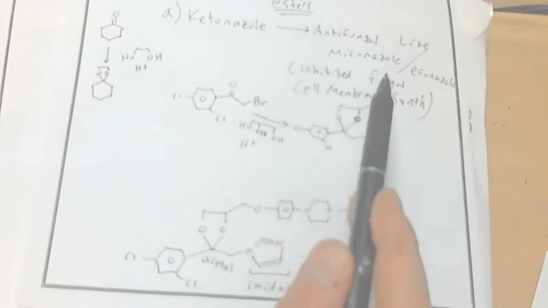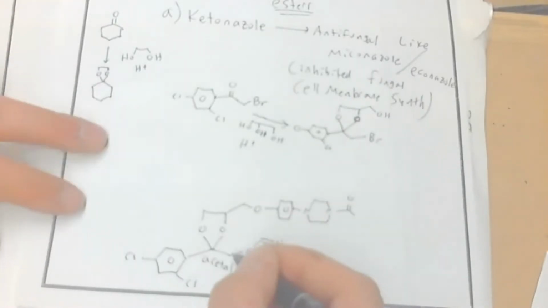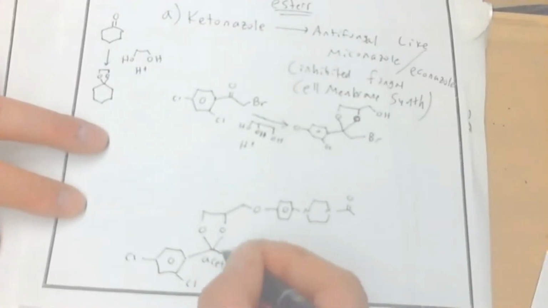Now all we've got to do is attach this weird thing. We also have to attach the imidazole. Remember the imidazole? We did that earlier as well when we did miconazole and econazole. They both had the imidazole right there also. So that's all we have to do next. It's really easy, so let's do those two things, and then this one will be done.